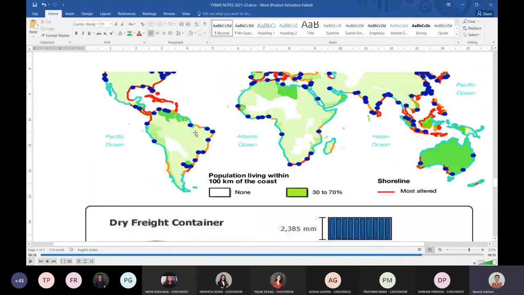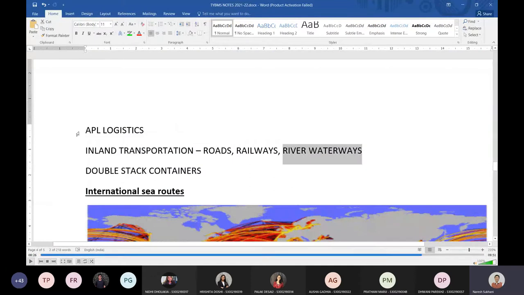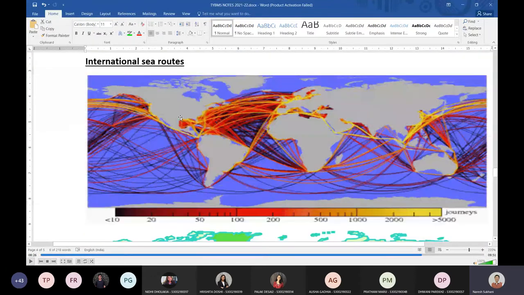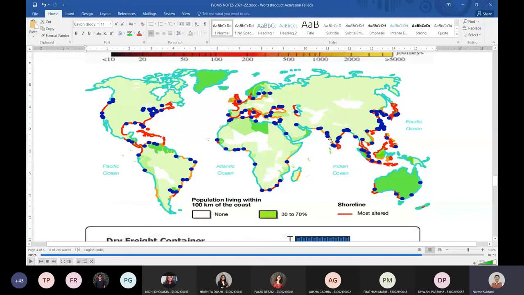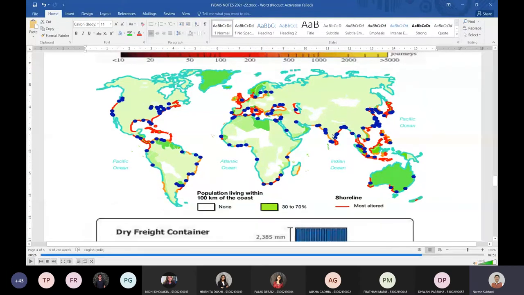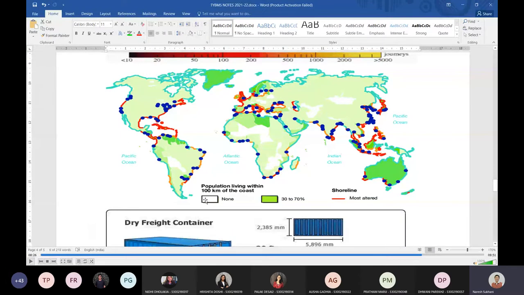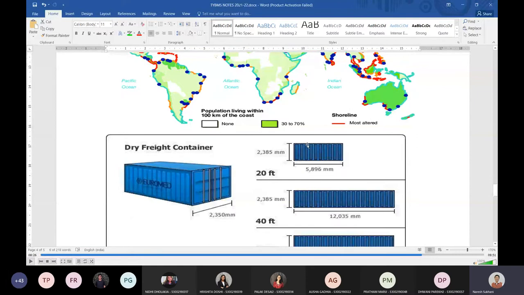Now the reason why I put this map: these are the points where the bulk of the population is living, within 100 kilometers of the coast. Can you see that? Within that it is 30 to 70, and there is most alteration also. So if you look at the coastal areas, these are the altered areas, either submerged or they have put in some extra sand to reclaim that area from the sea. Are we clear with this? Yes or no? We have been studying that in foundation course subjects also. That is how the topics interweave and interrelate with each other.